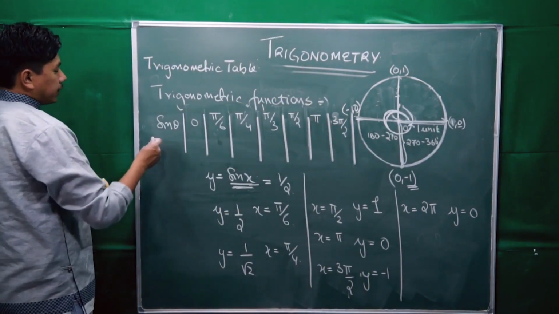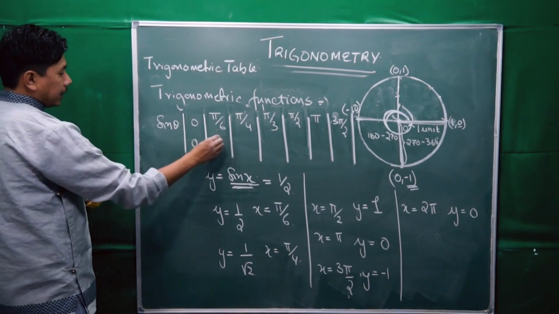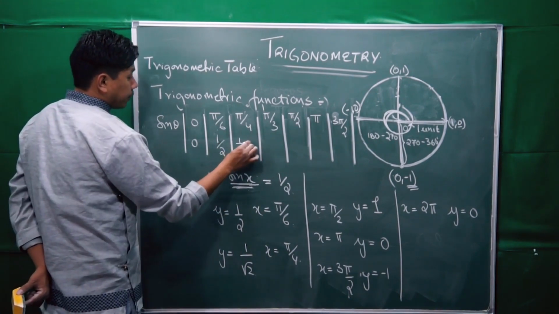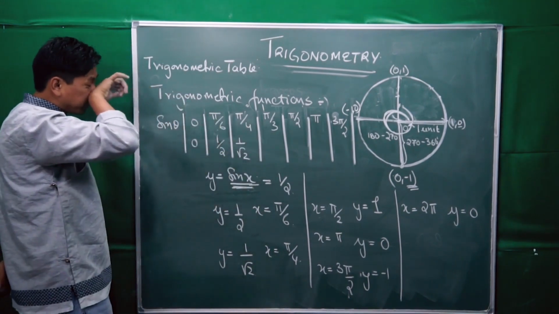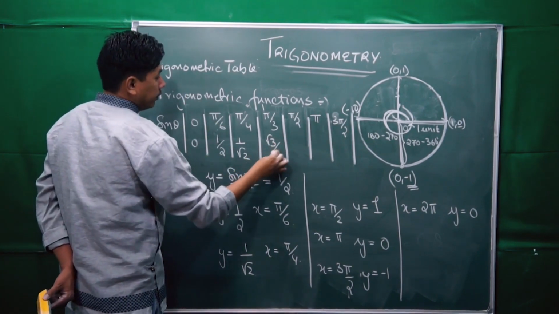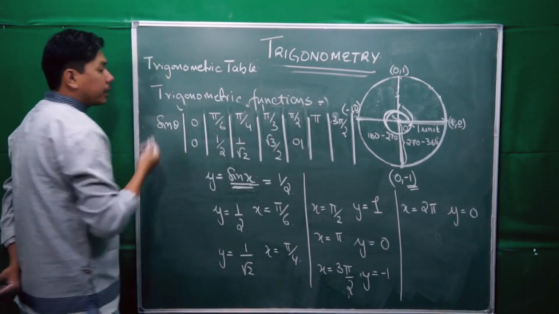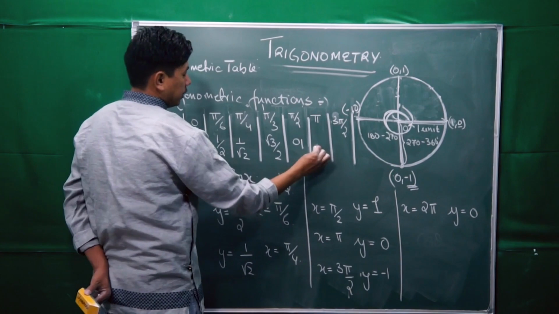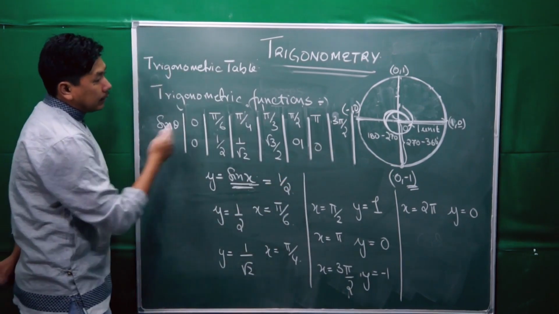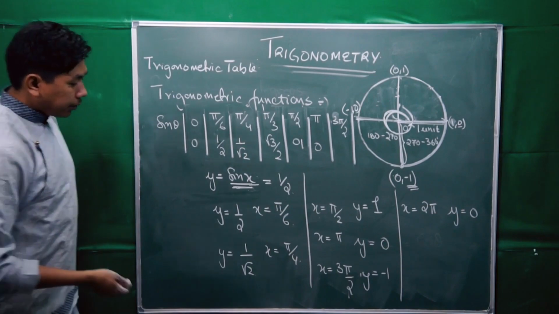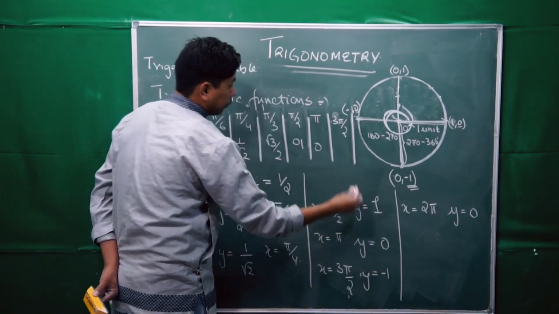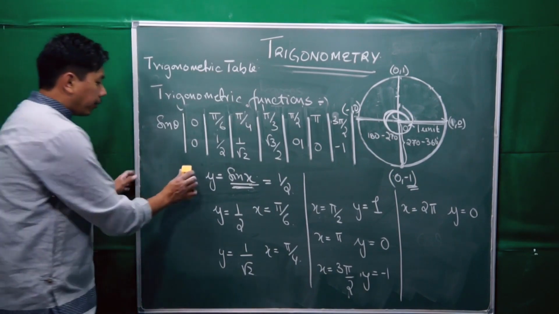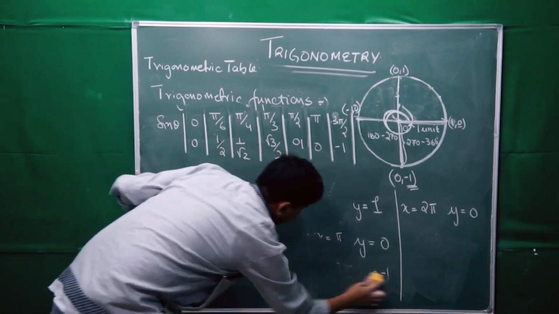Alright. So for sine theta, for 0 it was 0. For sine 30 it was 1 by 2. Pi by 4 it was 1 by root 2. For pi by 3 it came out to be how much? Root 3 by 2. And for 90 it was 1. Now what about sine pi? So sine pi, as you can see, is how much? 0. What about sine 3 pi by 2? 270. So for sine 3 pi by 2, y came out to be minus 1. Is it clear?